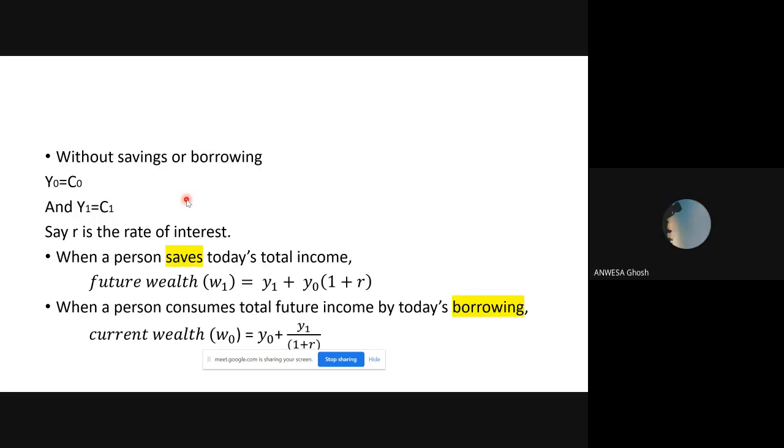Excuse me, ma'am. In that slope, if we find it in terms of dC1 by dC0, we get minus 1 plus r, right? So can we say that it's the opportunity cost of C0 in terms of C1, since there is a trade-off? Yes, it's a trade-off. Exactly. You are right.